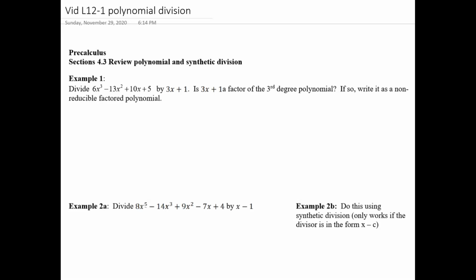Hello, in this video we're going to talk about polynomial division. Now polynomial division can be done in two different ways. Usually we can always do long division, and sometimes in some special cases we can also do something called synthetic division, which is just sort of a shortcut. Alright, so we're going to start out by dividing this four-term polynomial by this binomial.